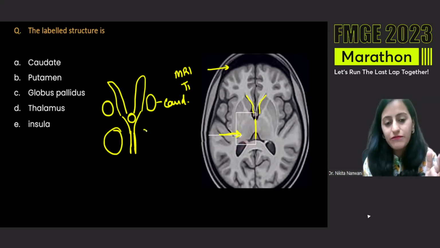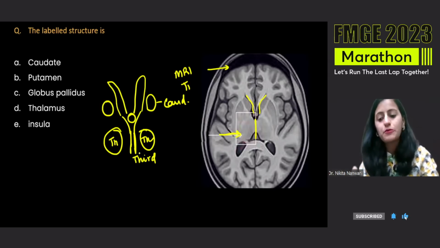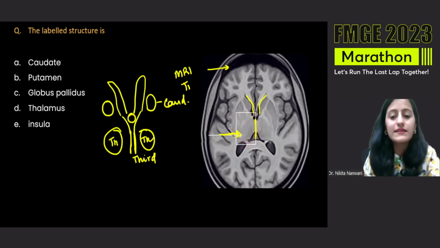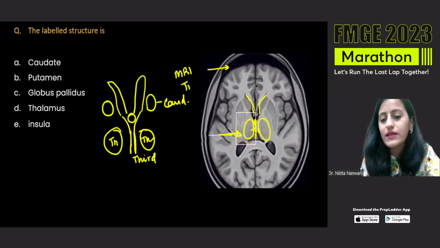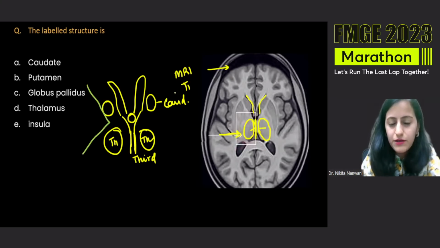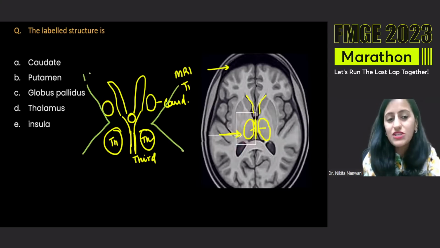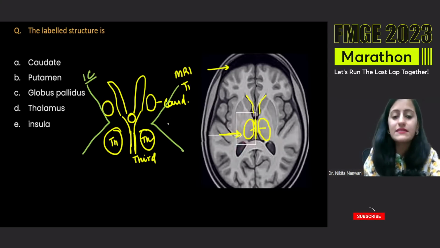On either side of the third ventricle, remember TH, TH, and TH. That is, third ventricle ke aju baju, we have the thalamus. So that is the structure here that is labeled. This is thalamus on either side of the third ventricle. Now, what do we have next is, in this caudothalamic groove, this is where we will have the V-shaped white matter tract, that is the internal capsule.